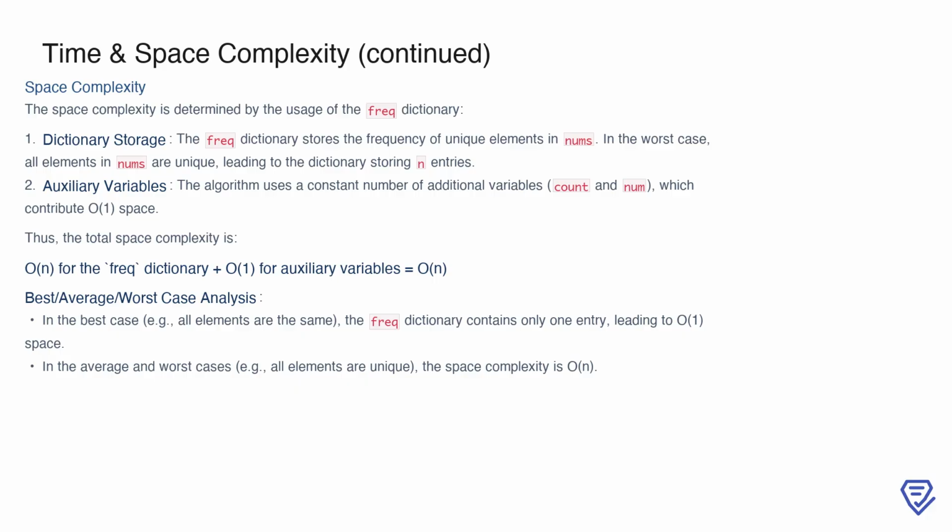Apart from the dictionary, the algorithm uses a constant amount of additional space for variables like count and the loop variable number, which contributes O(1). Therefore, the total space complexity can be expressed as O(n) for the frequency dictionary plus O(1) for auxiliary variables, making the overall space complexity O(n) in the average and worst cases.